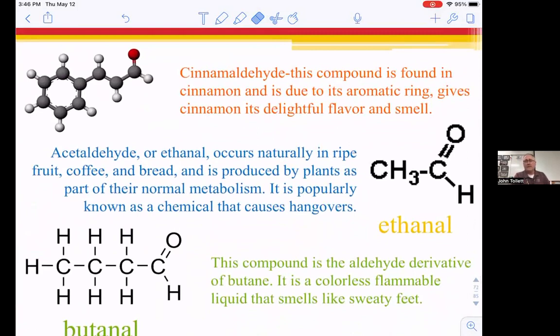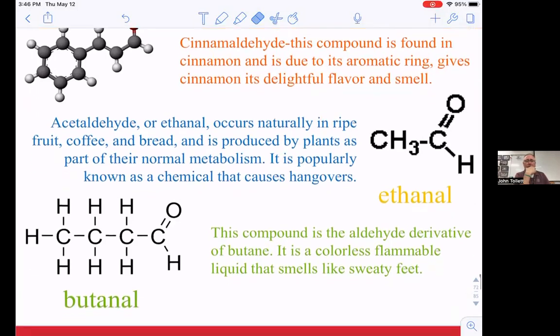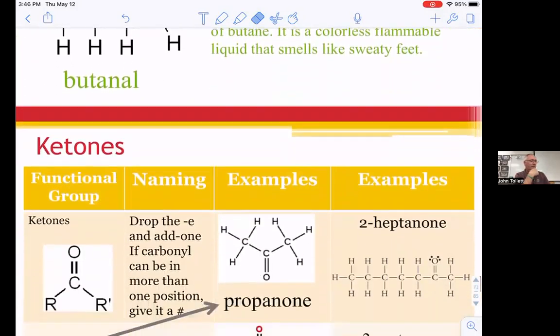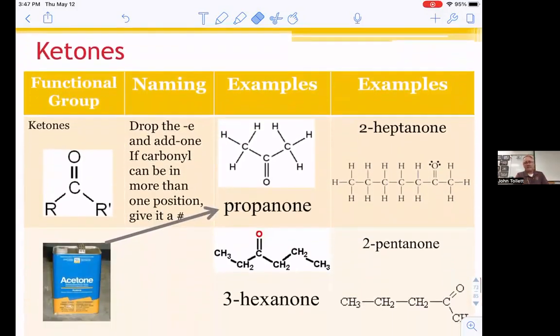Cinnamaldehyde: cinnamon has an aromatic ring, which gives it smell, and it has a little odor also from the aldehyde there on the end. Acetaldehyde is used as a chemical. It actually causes hangovers. And over here, we've got butanal, which smells like your sweaty feet. These aren't things you need to know. I just want to tell you that they're out there and that they exist.